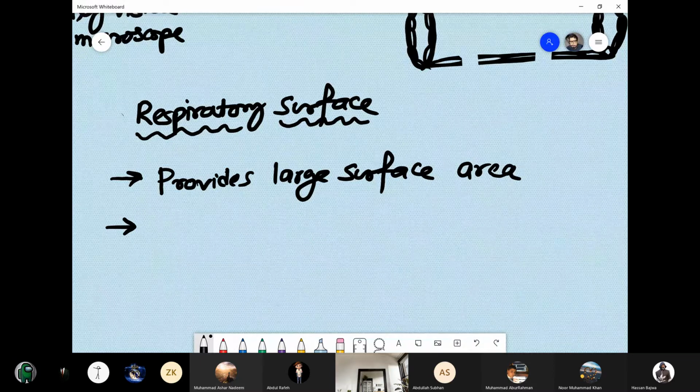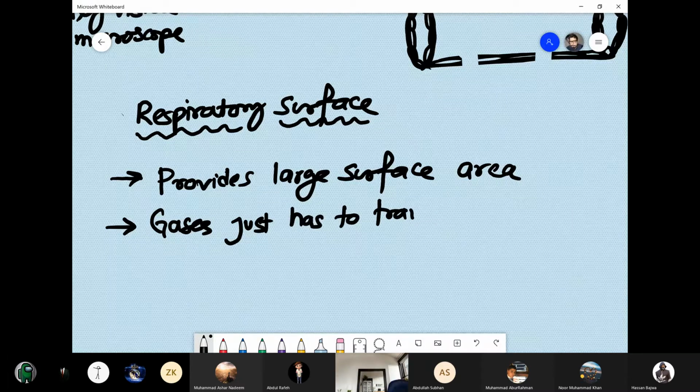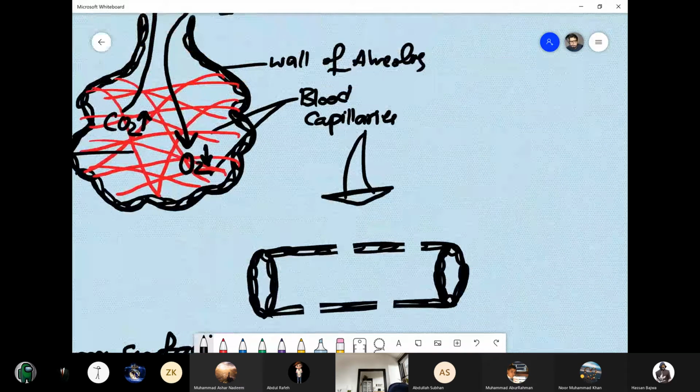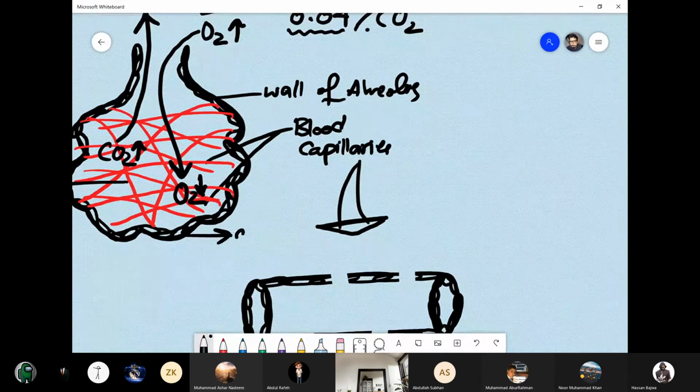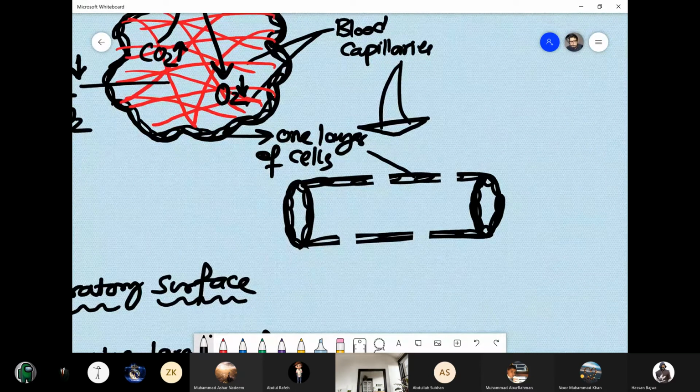Second, the gases just have to diffuse across 2 layers of cells. Let me first write it down, then I will explain. The gases just have to travel across 2 layers of cells. Now look here. What did I tell you? That there is one layer of cells of the alveolus, and there is one layer of cells of the blood capillaries. So overall there are how many layers? Just 2 layers of cells through which the gases will have to go into the blood or come out of the blood.